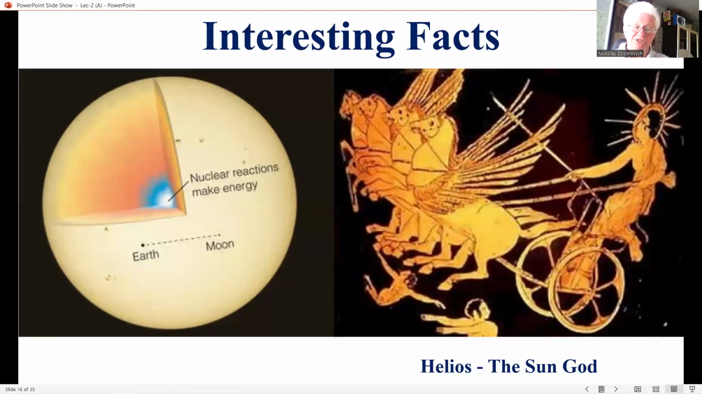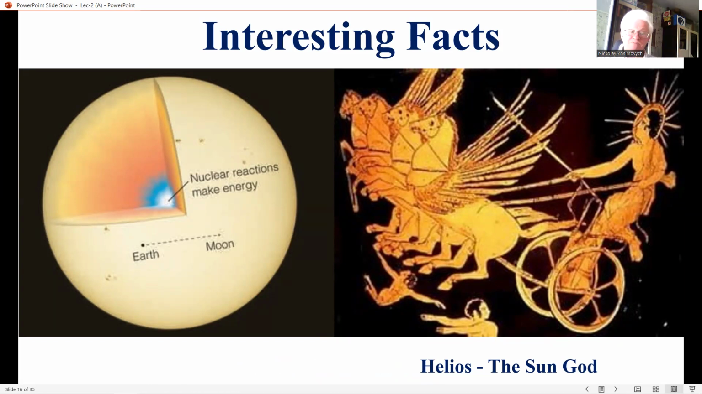This visible image of the sun at the left part of the slide shows a few sunspots and is cut away to show the location of energy generation at the sun's center. The Earth-moon system is shown for scale.